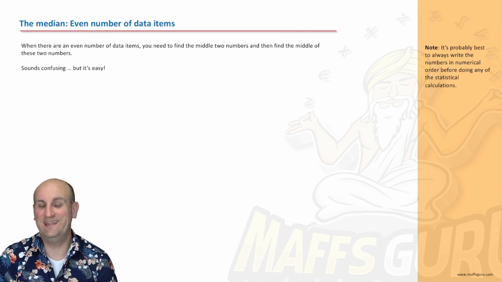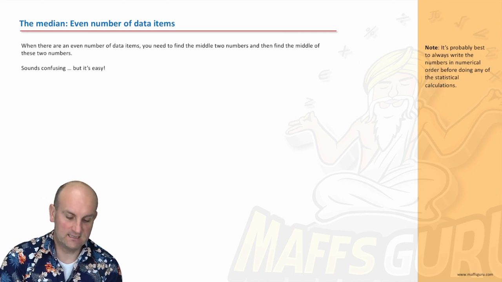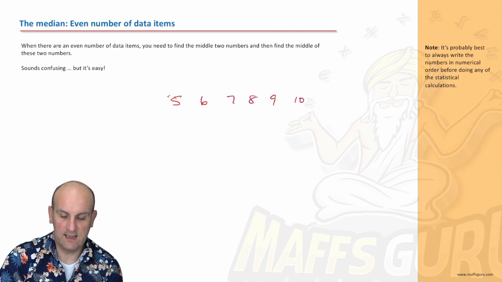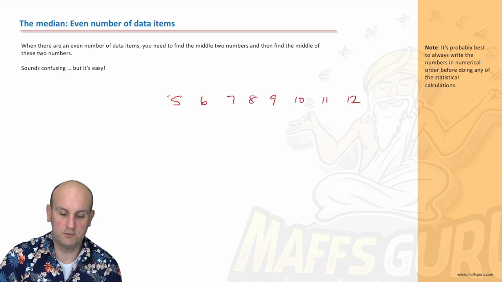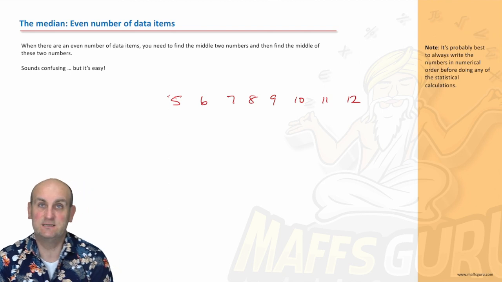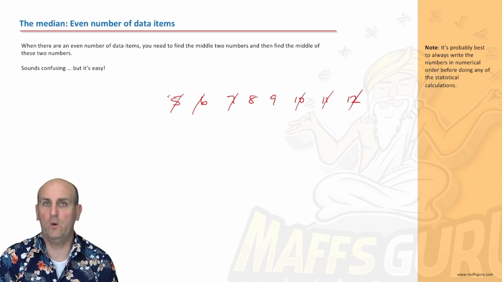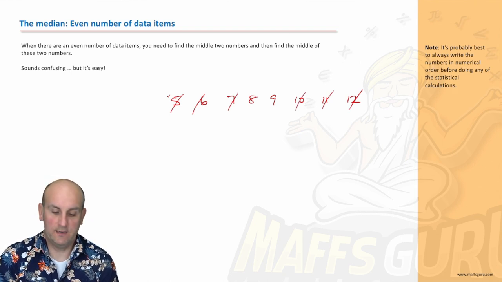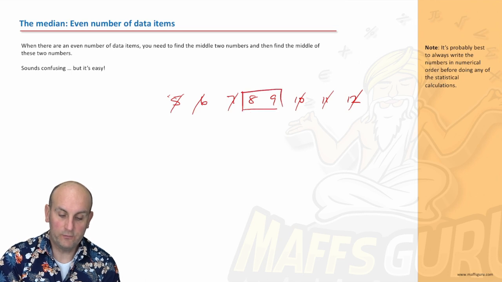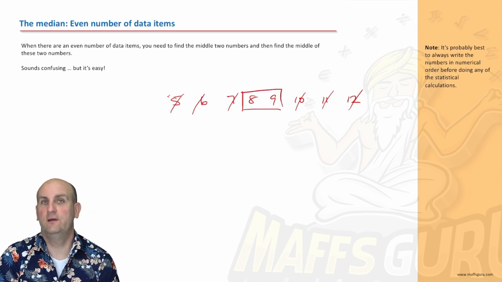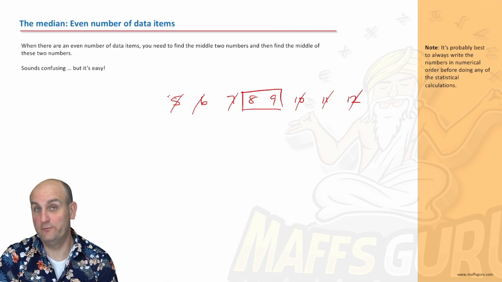What about if you have an even number of data items? So let's say we've got 5, 6, 7, 8, 9, 10, 11, and 12. 1, 2, 3, 4, 5, 6, 7, 8. There are 8 data items there. So cross 2 off the end, 2 off the end, 1 off the end, 1 off the end. Uh-oh, I'm not going to end up with 1 in the middle. I actually end up with 2 in the middle. And how do we find the middle? Well, we find the middle of those 2 data items.